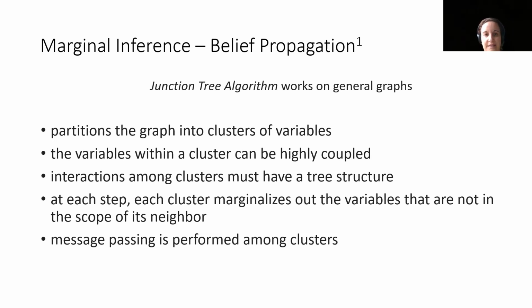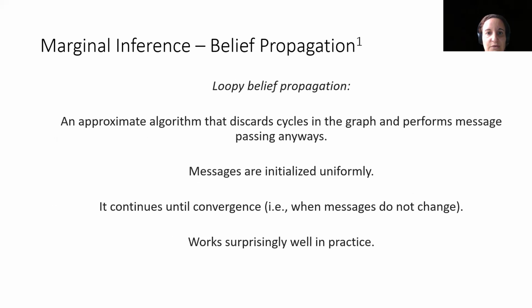That means that we create groups of variables that go into the same cluster, and then the structure of the clusters has to form a tree. Once we can do that, we can perform belief propagation on the junction tree as opposed to on the individual nodes, and we find marginal probabilities of the clusters of nodes. Okay, and that's basically the junction tree algorithm. The details are pretty hefty, so we're not going to go there.